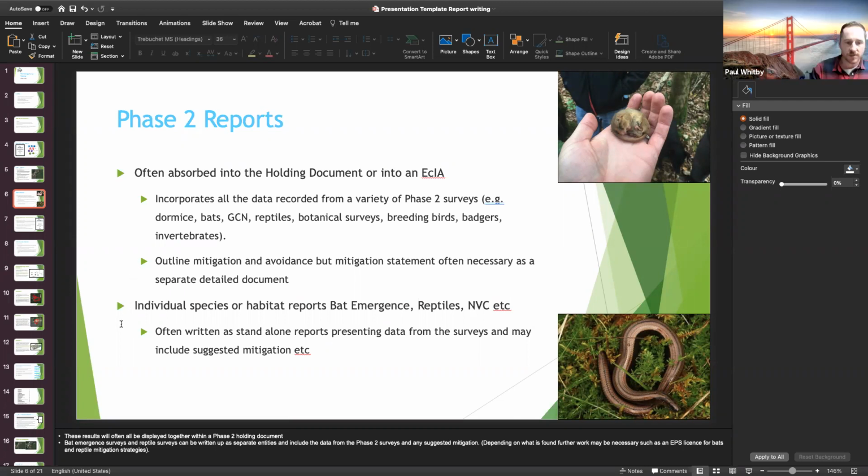So it can just be, as I said, individual species or habitat reports that are produced as a standalone document, and it might not always necessarily be for planning purposes. As an example, we've done a recent piece of work for Natural England, which is just assessing one of their designated sites.